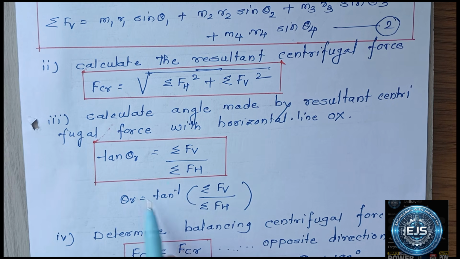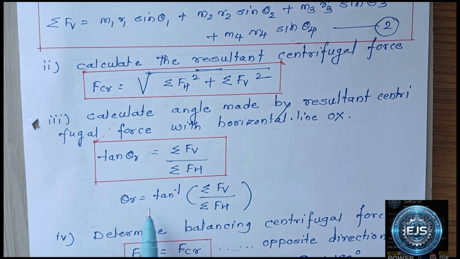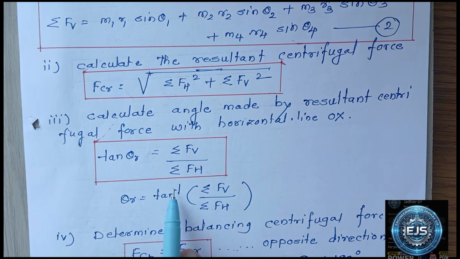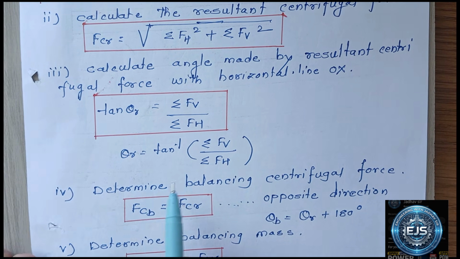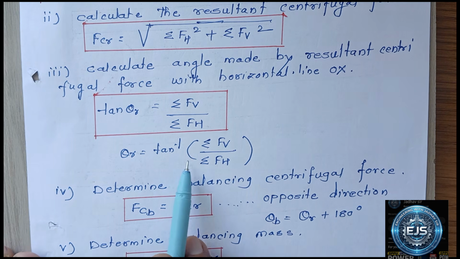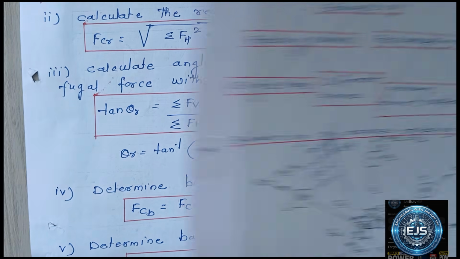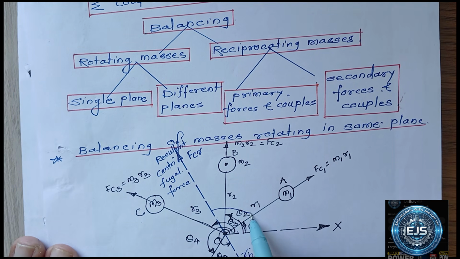Sigma Fh and sigma Fv we have calculated in the first step. So put these values here, and sigma Fv upon sigma Fh is equal to tan of theta. Therefore theta r is equal to tan inverse of sigma Fv upon sigma Fh. So from this we get the angle made by the resultant centrifugal force with respect to horizontal line OX. This resultant force is at this angle theta r.